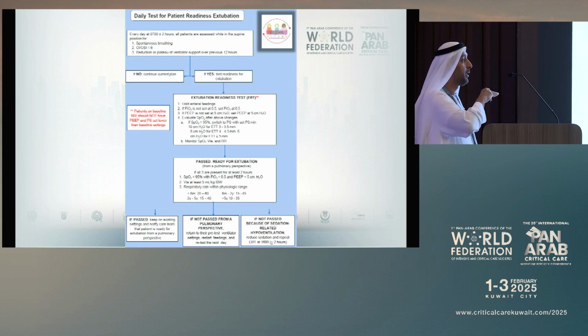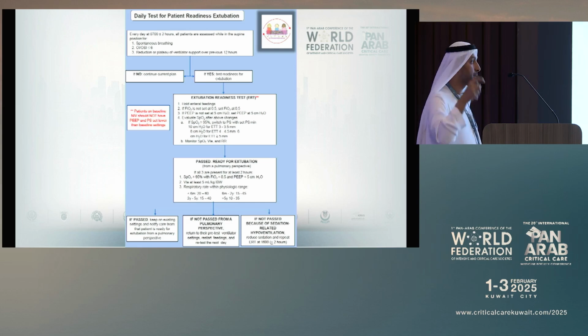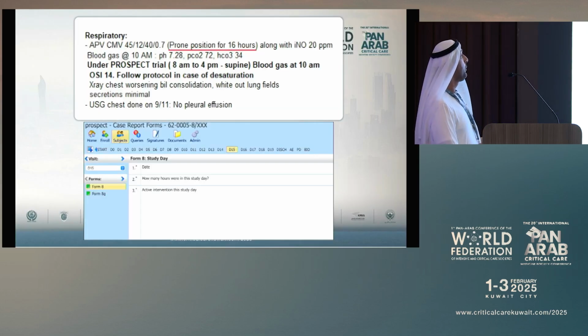We monitor saturation, exhaled tidal volume, and respiratory rate. If the patient meets these 3 criteria for 2 hours, which is saturation above 95, tidal volume at least 5 ml per kilo, and respiratory rate within physiologic range, this patient passed and must be extubated. Okay? If the patient is still sedated, we need to wean the sedation and repeat the test in the evening at 4 p.m., and extubate if he passed. If he doesn't pass from pulmonary because he failed these, we need to repeat the test again in the morning.